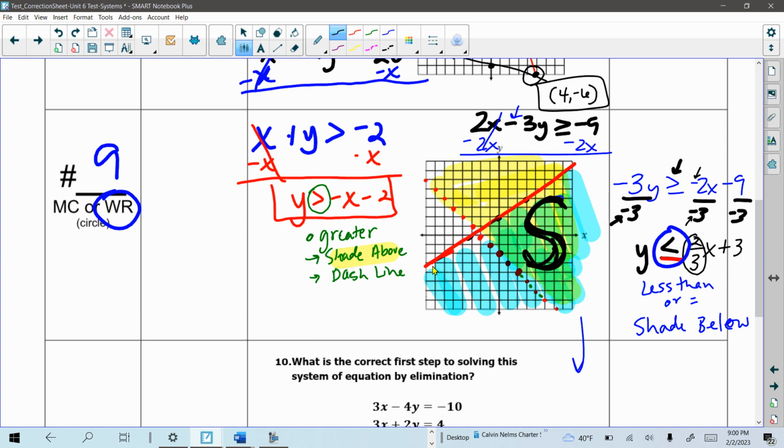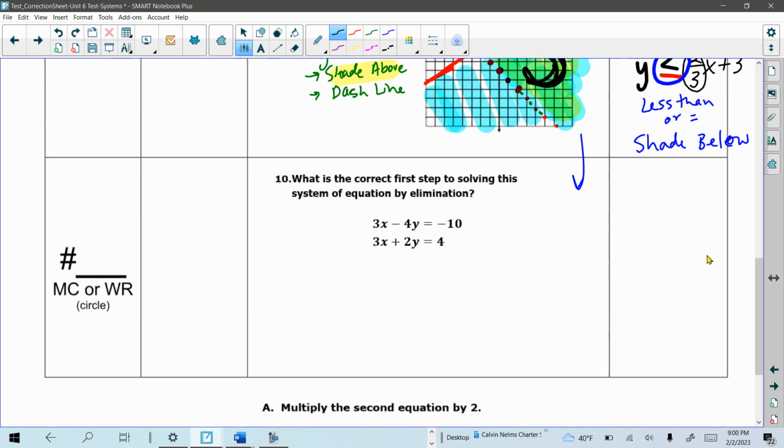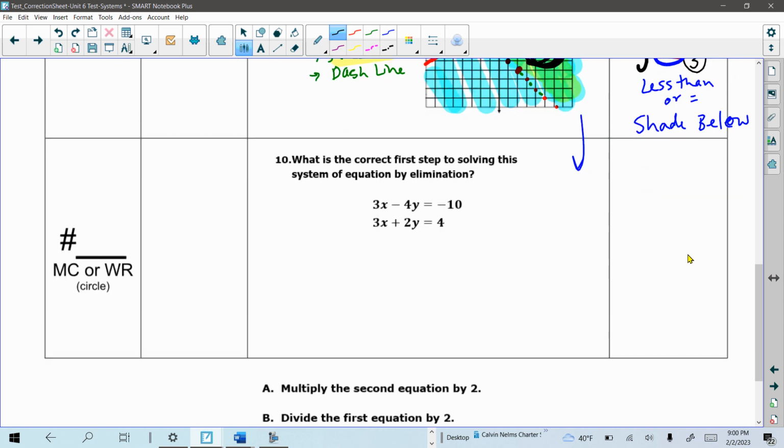Now we're going to get into 10 and 11. On 10, right here it says, what is the correct first step for solving by elimination? Now, in order to solve by elimination, the first thing is we have to line up your x and y terms. Now, that's already done for us, okay?